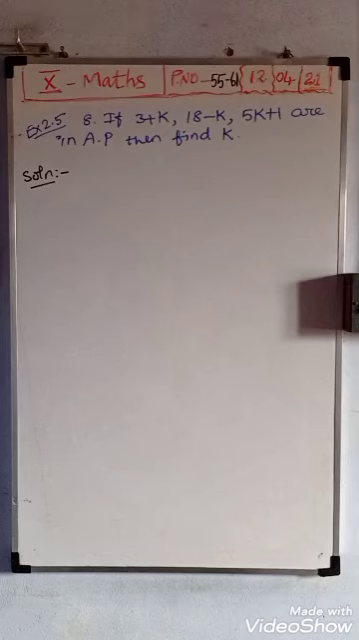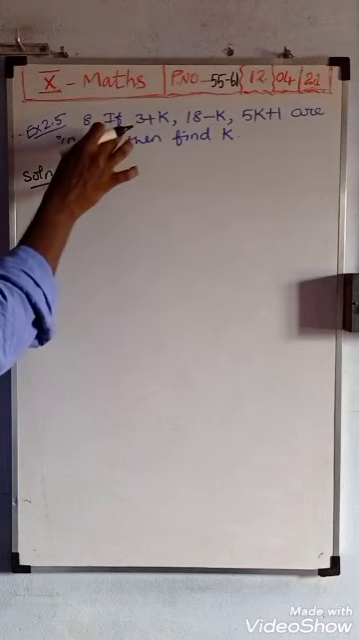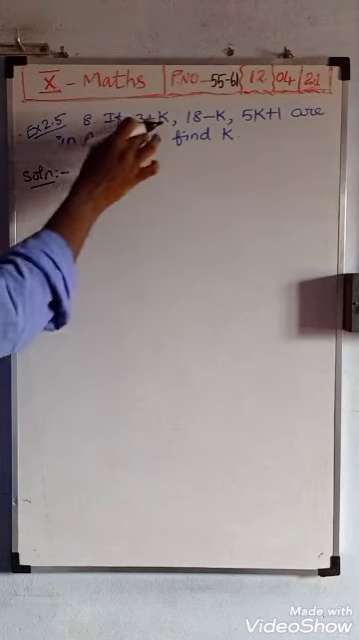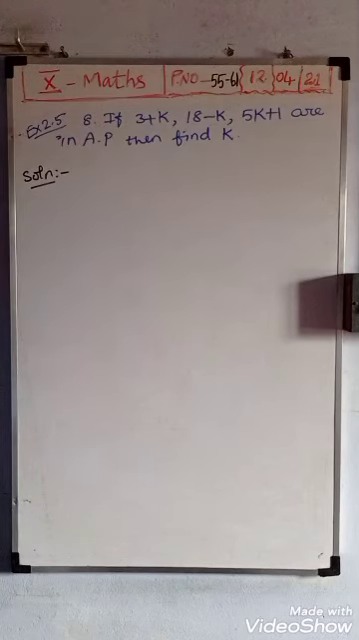Today I am going to explain exercise 2.5, 8th question. If 3 plus k, 18 minus k, 5k plus 1 are in AP, then find the value of k. Okay, so see, here it is given, it is an AP. Given sequence is an AP, then find the value of k.